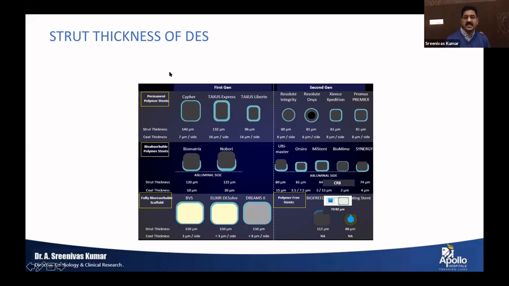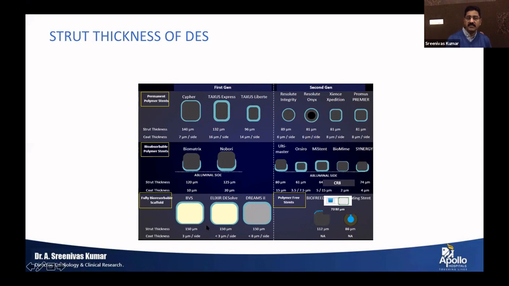The first generation stents, which had very thick struts, Cypher had 140 microns thickness. And then gradually we tried to decrease the strut thickness. The latest second generation, third generation ones are very thin. Now as low as 60 microns is the Orsiro stent. I think it is mentioned here, 61 microns is the lowest profile stent which is available. And that's how the stents become better trackable.